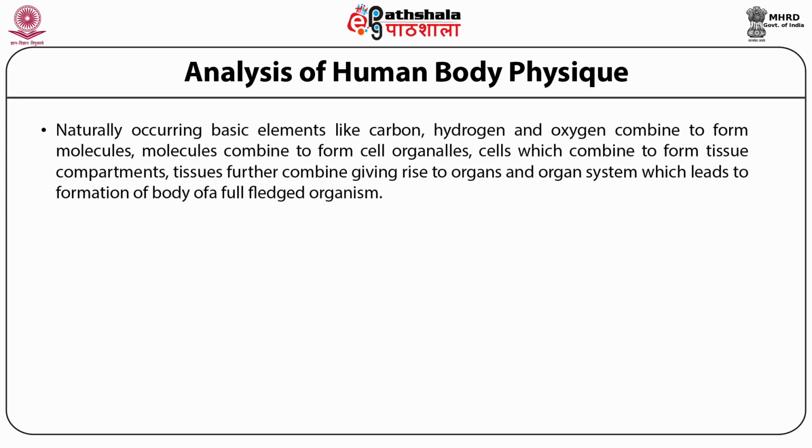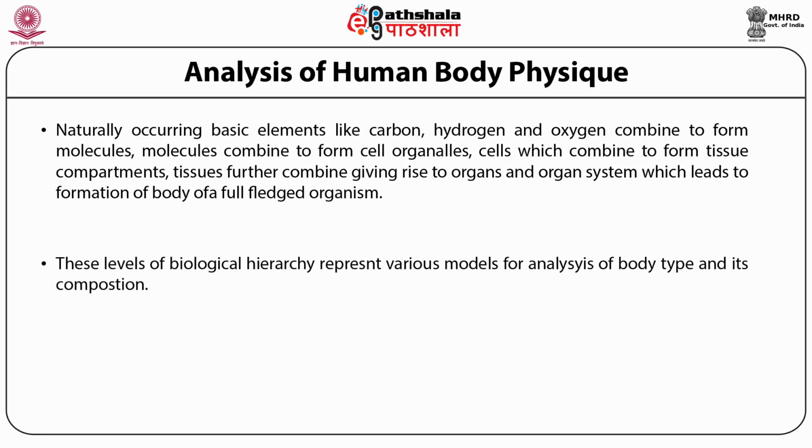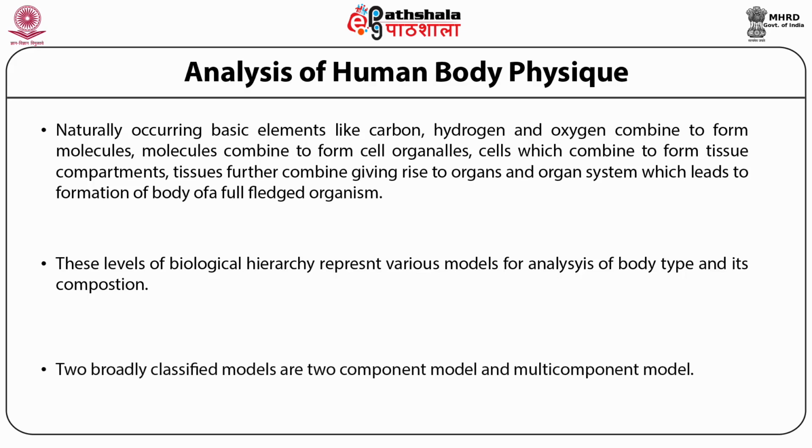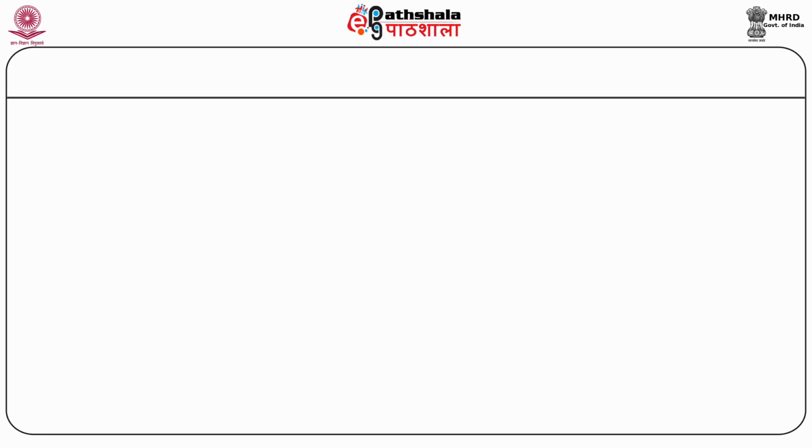Naturally occurring basic elements like carbon, hydrogen and oxygen combine to form molecules. Molecules combine to form cell organelles, cells which combine to form tissue compartments, tissues further combine giving rise to organs, and organ systems lead to the formation of the body of a full-fledged organism. These levels of biological hierarchy represent various methods for analysis of body types and its composition. Two broadly classified models are the two-component model and the multi-component model.